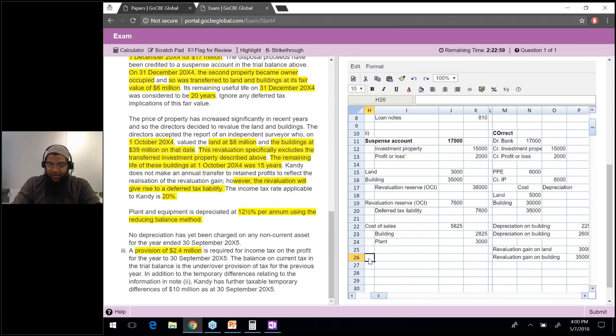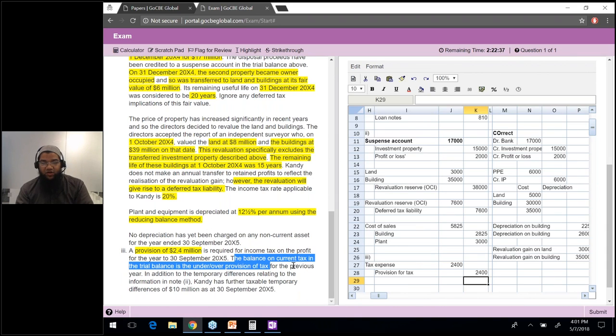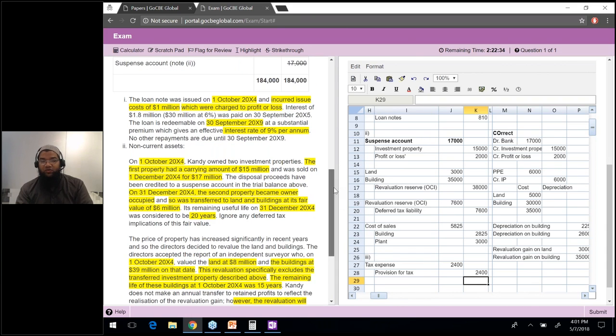current tax. So I'm writing an entry as adjustment number three, tax expense debit, and the provision for tax credit by 2400. The question further says that the balance on current tax in the trial balance is the under over provision of tax for the previous year. So the current tax given in the question relates to the under over provision.